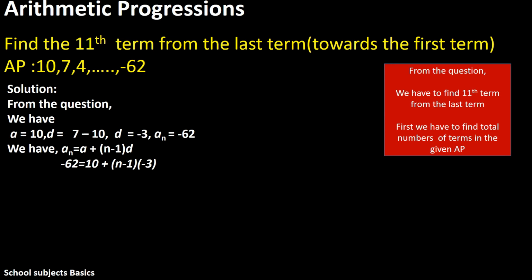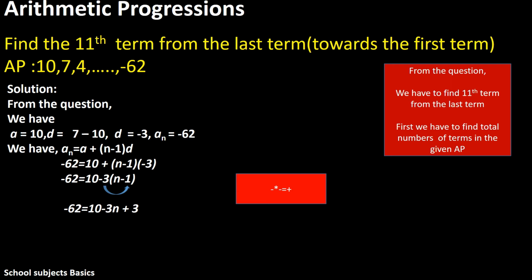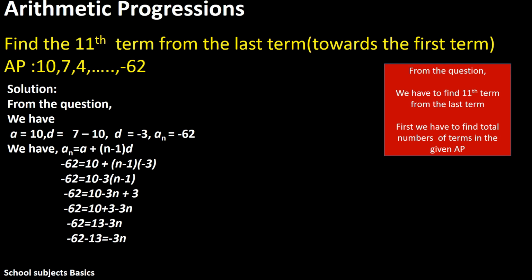So we substitute here. The next step is minus 62 is equal to 10 plus (minus 3) into (n minus 1). Multiplying minus 3 into n gives minus 3n, and minus 3 into minus 1 gives plus 3. So minus 62 is equal to 10 plus 3 minus 3n. The next step is minus 62 is equal to 13 minus 3n.